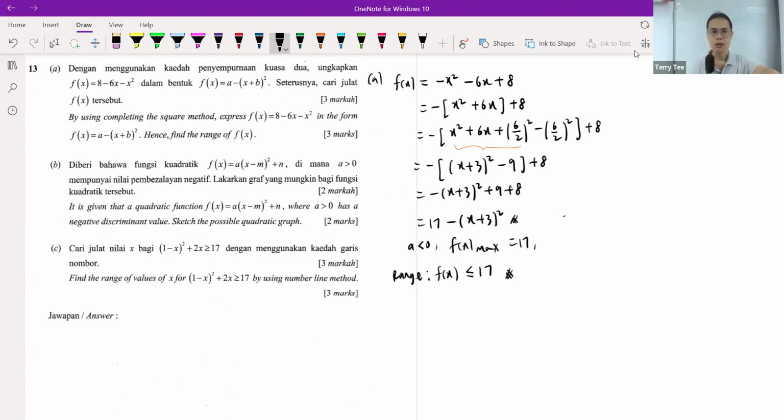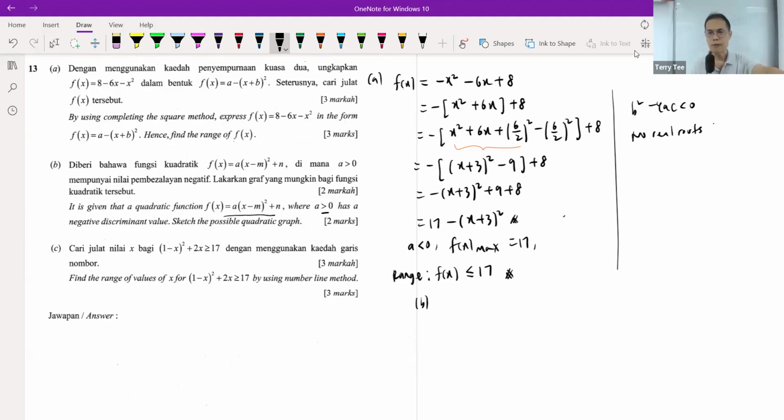All right, that is only part A. Now, I'm going to do part B here. They say this quadratic function f(x) equals a(x minus m) squared plus n, where a is more than 0, has a negative discriminant value. The discriminant is your b squared minus 4ac. If your b squared minus 4ac is less than 0, it means there are no real roots.